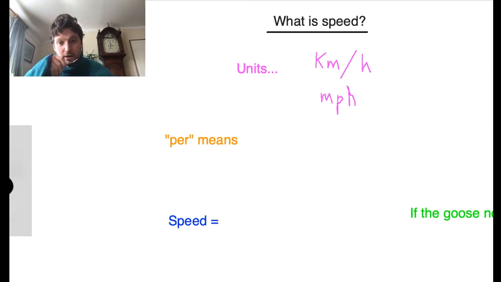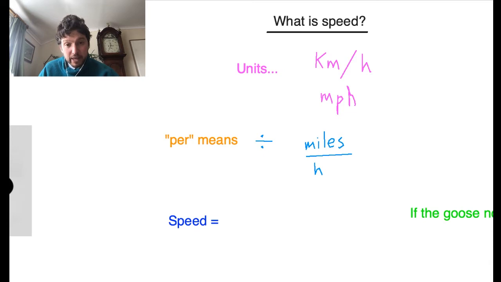The word per means divide. A lot of your teachers will be telling you that you've got to learn these equations off by heart, but actually loads of the equations are already in your minds. You already know them. It's just that you might not know how to translate them. So let's look at this one here. Miles per hour means miles divided by hours, and that's the speed.